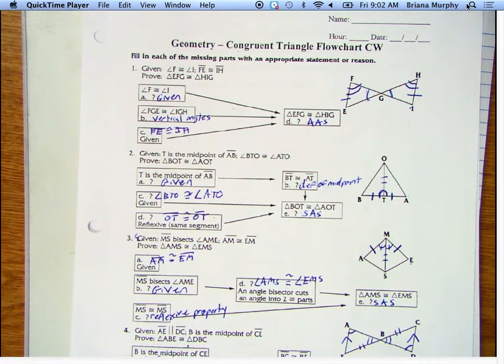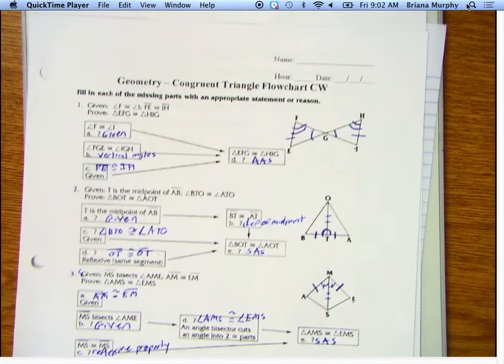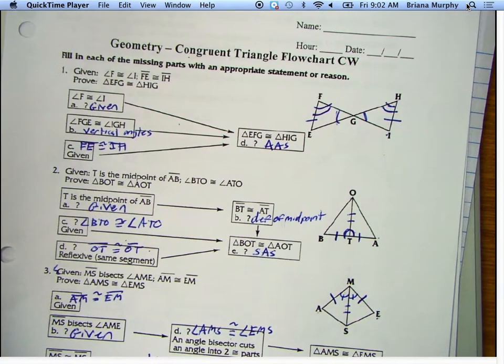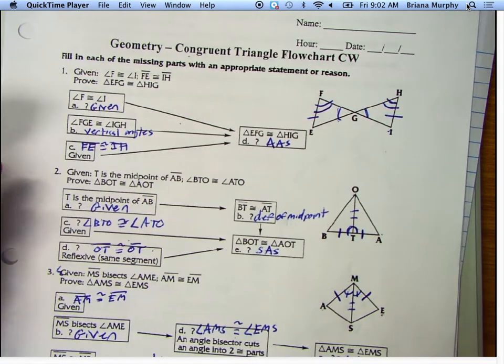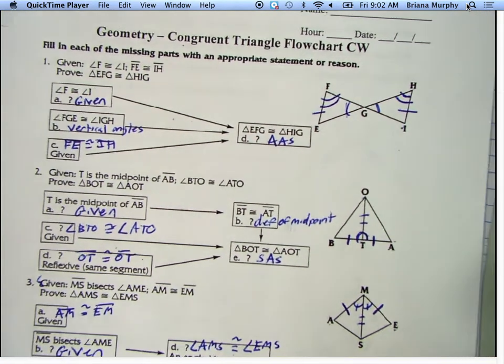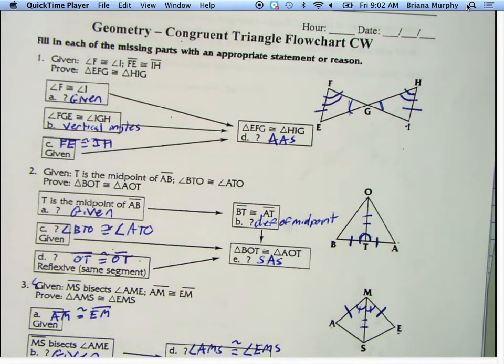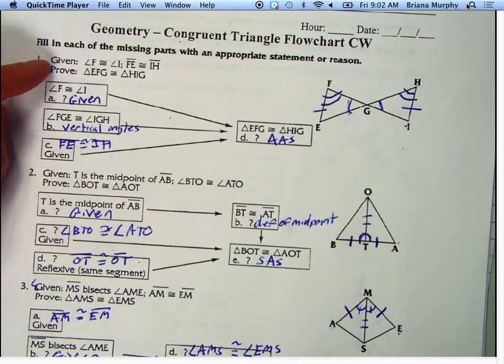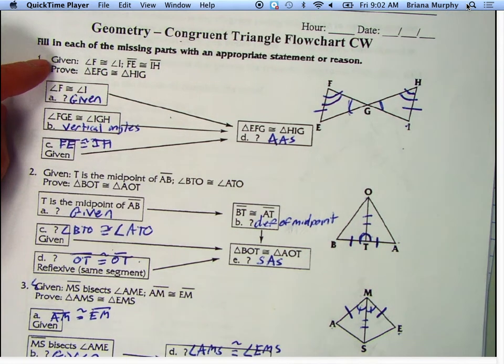All right. So I am looking at number 1, and I highly, highly recommend that when you're doing these, you do it in this order. First, you read: given angle F is congruent to angle I, and FE is congruent to IH, and we're going to prove the triangles are congruent. So I read what the problem's stating first, like a word problem. Now I'm going to mark it.